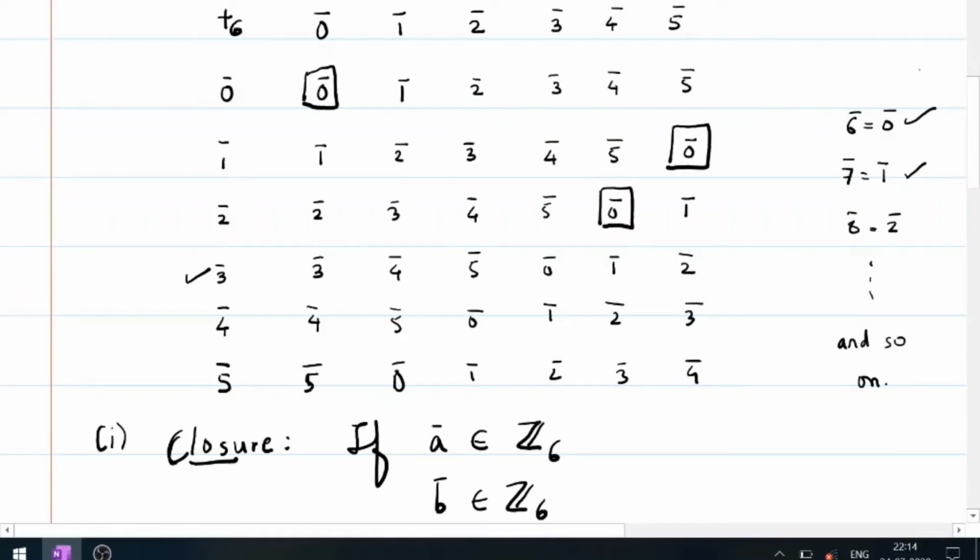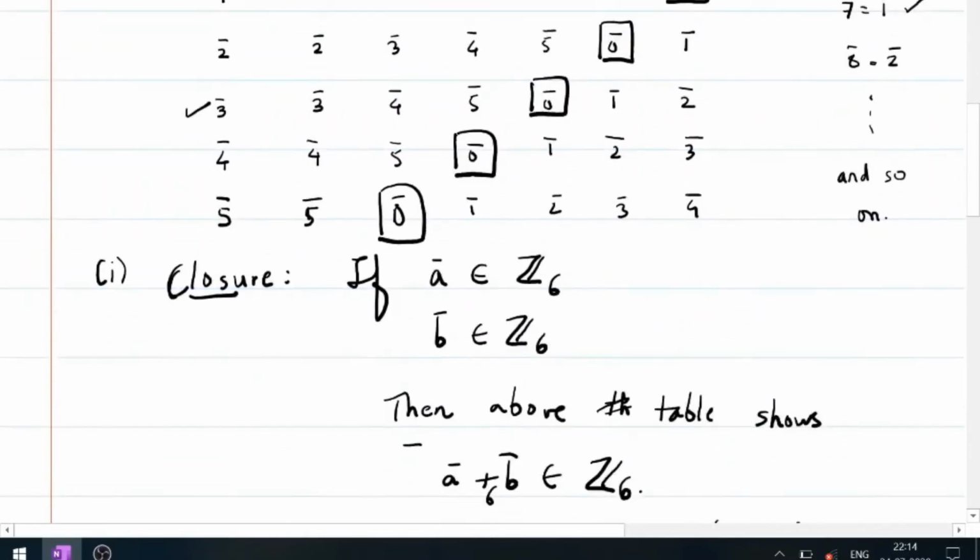Then 3 bar plus 3 bar is 0 bar. 4 bar plus 2 bar is also 0 bar, and 5 bar plus 1 bar is also 0 bar. So these are the inverses.